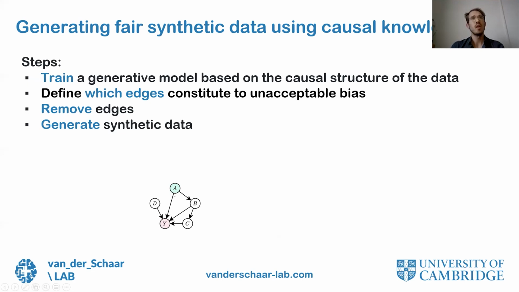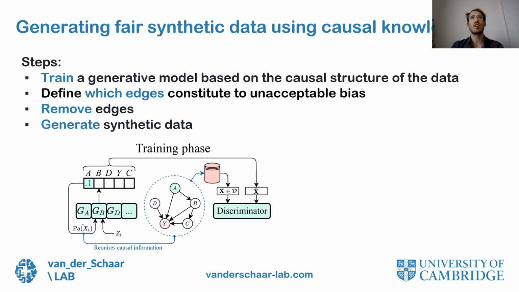Consider this simple example where we have the protected variable A, for example gender, and Y, which is the target, for example whether someone gets a loan. Then there are other variables that are affected by or cause these protected variables and the target variable. The first step is to simply train a generative model based on the causal structure of the data, which would look as follows. This is a GAN structure, a generative adversarial network, but any model can be used. The idea here is to generate a feature based on its parents. So for modeling B, we use A, and for modeling Y, we use all its parents. So we train a model to generate data using this causal structure.